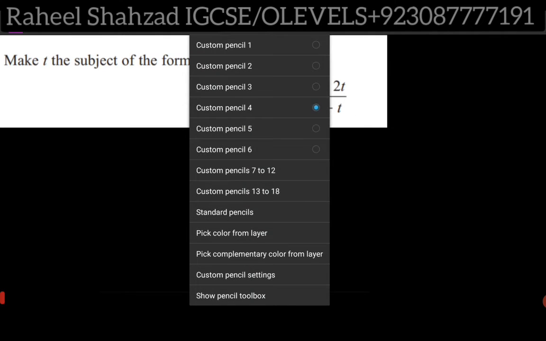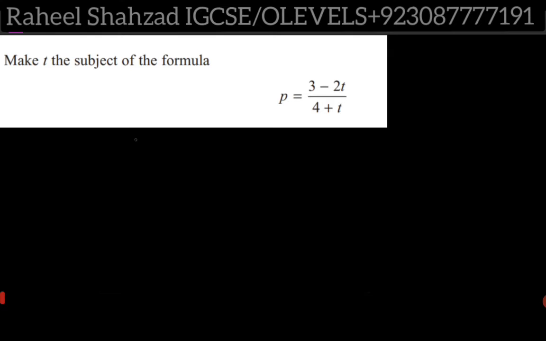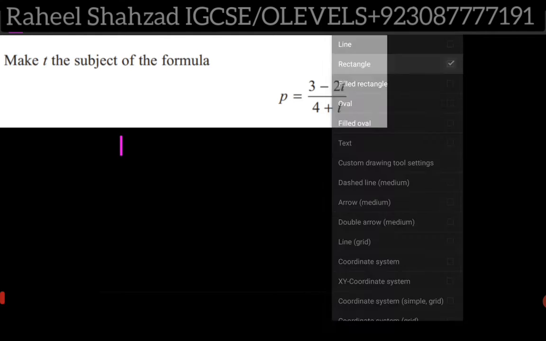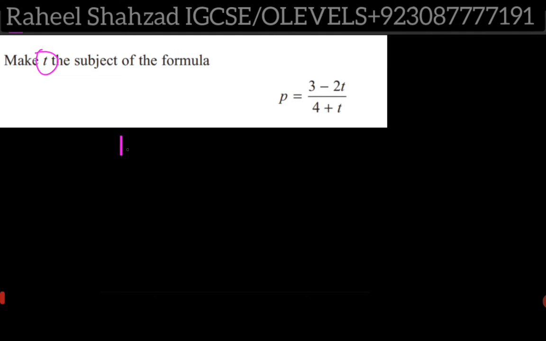Yes, I hope you have done it. So have a look how we do this. We need to make t the subject of the formula in this question, and p is equal to 3 minus 2t divided by 4 plus t. So first of all, I'm going to multiply this denominator on the left hand side.